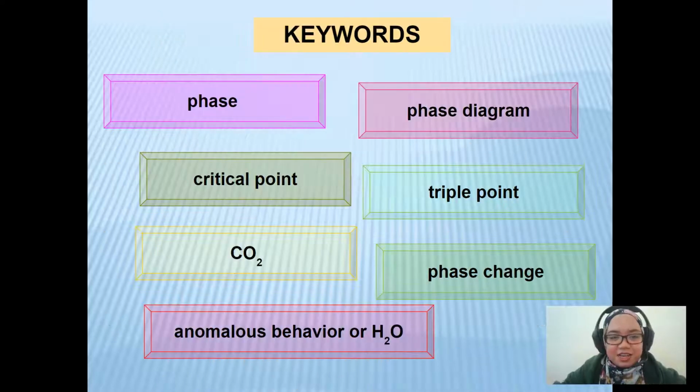There are a few keywords that you need to understand in this chapter, which are phase diagram, critical point, triple point, phase change, carbon dioxide, and anomalous behavior of water. So ini memang korang akan banyak kali jumpa dalam this chapter 5.4.